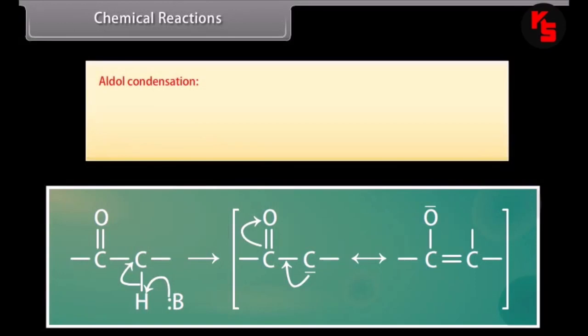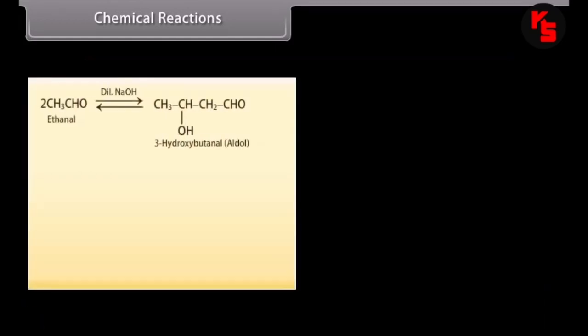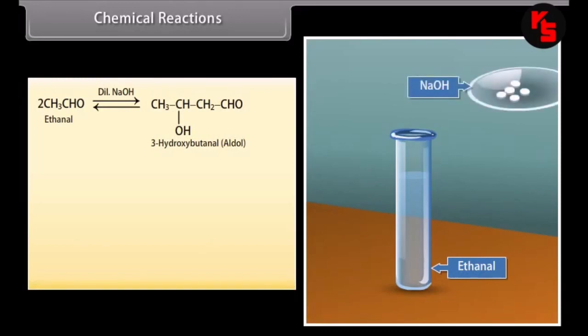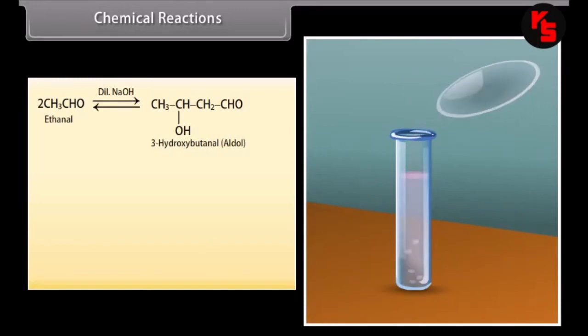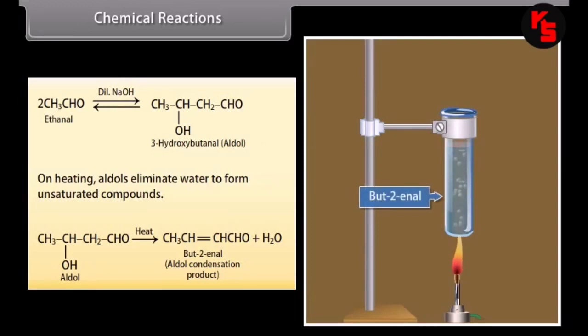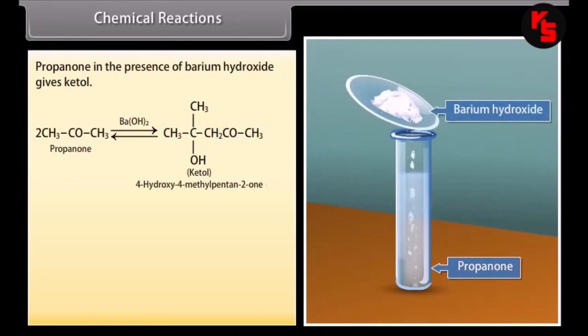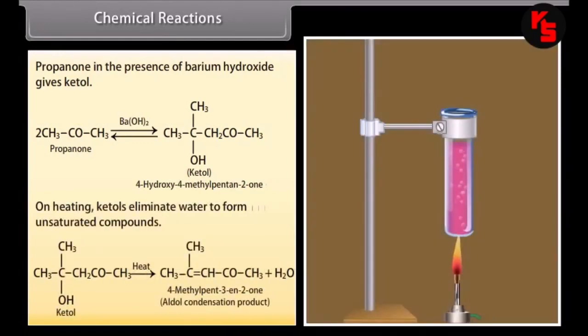Aldol condensation. It is dimerization of an aldehyde or ketone having at least one alpha hydrogen in the presence of dilute alkali such as dilute sodium hydroxide, sodium carbonate, etc., catalyst to a hydroxy aldehyde or ketone called aldol. Ethanal in the presence of dilute sodium hydroxide undergoes condensation to form a syrupy liquid known as aldol. On heating, aldols eliminate water to form unsaturated compounds. Propanone in the presence of barium hydroxide gives ketol. On heating, ketols eliminate water to form unsaturated compounds.